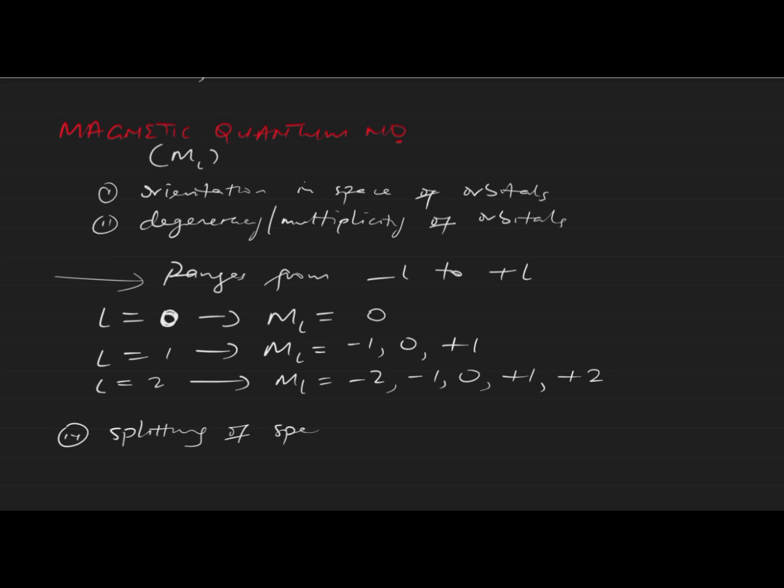Now also, another thing we can determine from the magnetic quantum number is the splitting of spectral lines in magnetic field. And this is actually where this quantum number got its name from. So the magnetic quantum number can also be used to determine the splitting of spectral lines in magnetic field. And this phenomenon is actually referred to as the Zeeman effect. So we have the Zeeman effect, which is the phenomenon whereby spectral lines split in the magnetic field. So this can also be explained with the magnetic quantum number.